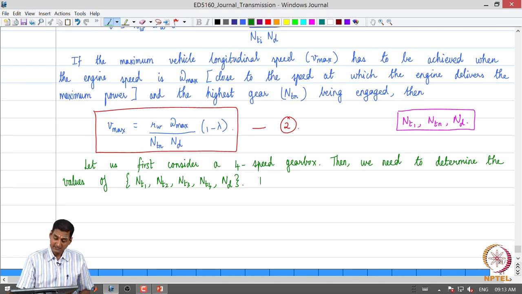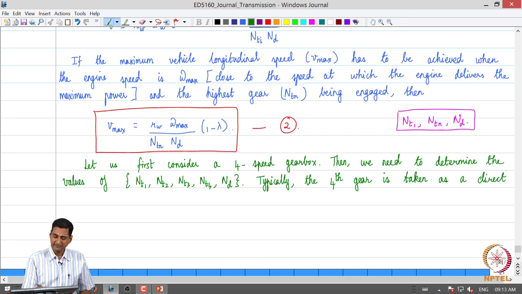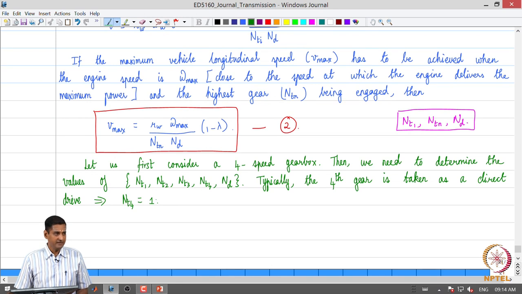Now, typically, this is just a convention, the 4th gear is taken as a direct drive. As we observed when we were discussing the transmission layout, in a typical gearbox, in the 4th gear, the input shaft is directly connected to the output shaft, or there is a mechanism by which the speed of the input shaft and the output shaft are made equal. So this implies that NT4 is typically equal to 1.